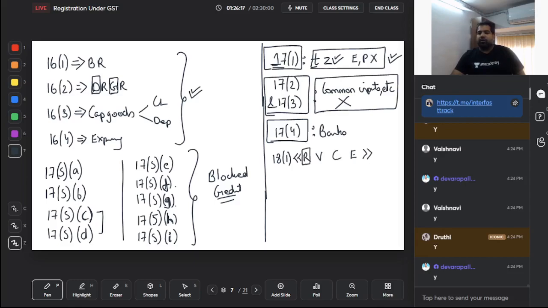So whenever you register voluntarily, whenever you come out of the composition scheme, or whenever you come out of the exempt scheme, register voluntarily or your credit will expire. That's a shortcut for remembering 18(1).